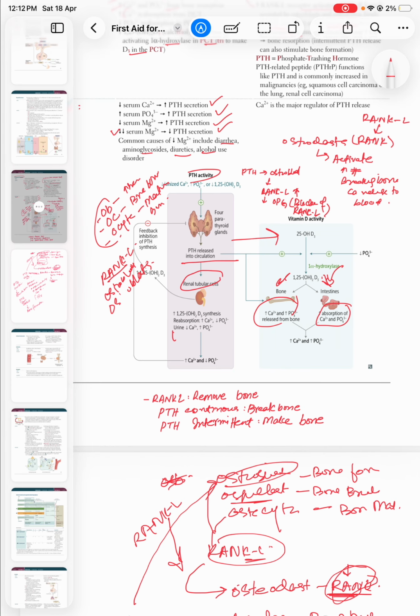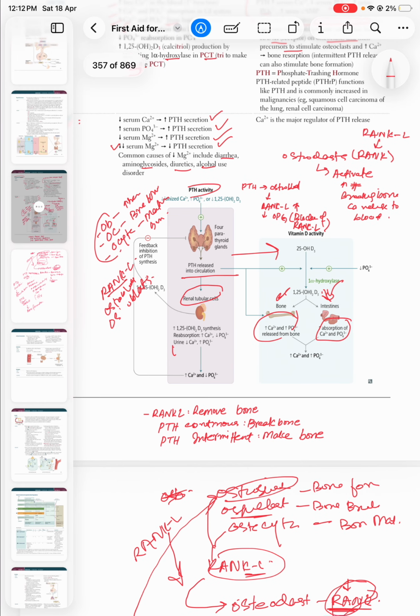Whenever there is decreased calcium and increased phosphate, this regulates the parathyroid hormone secretion. If calcium is decreased, a feedback mechanism occurs and PTH increases. Also, if the phosphates are increased, PTH increases, and if the serum magnesium is decreased, PTH also increases.